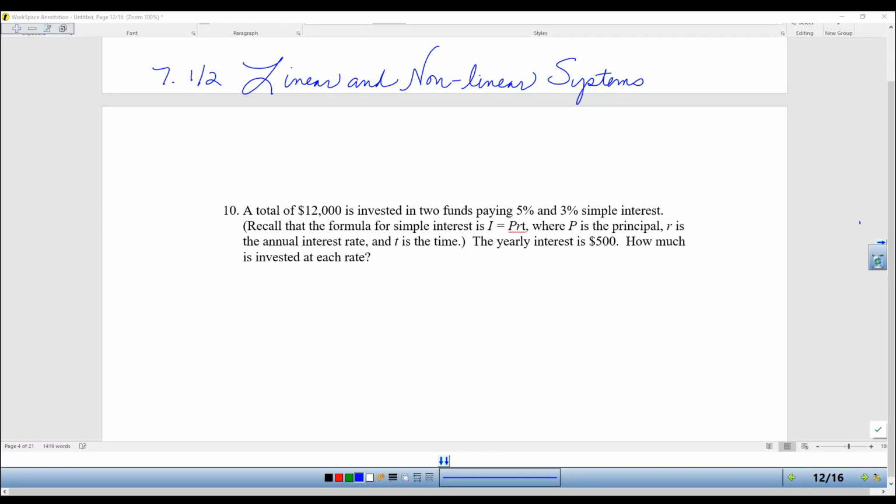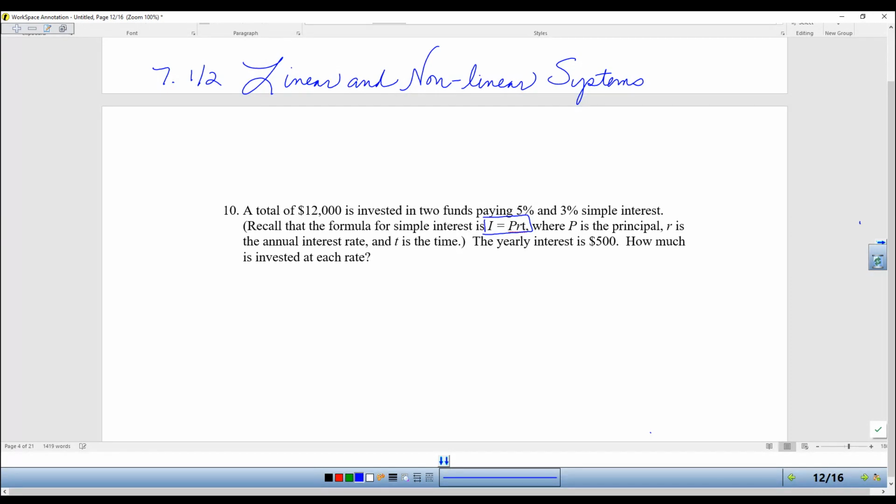So the first one says a total of $12,000 is invested in two funds, paying 5% and 3% simple interest. You may need to know that the formula for interest, if you've forgotten, is interest is equal to principal times rate times time. The yearly interest is $500. How much is invested at each rate?